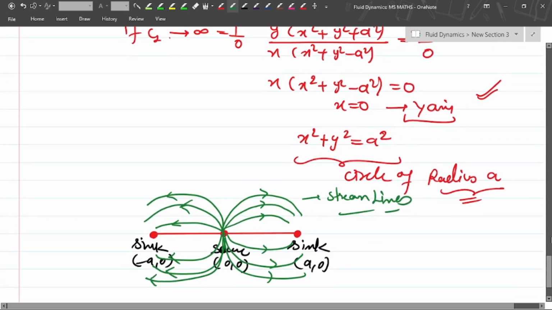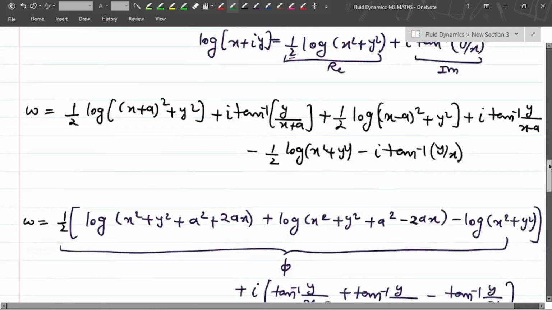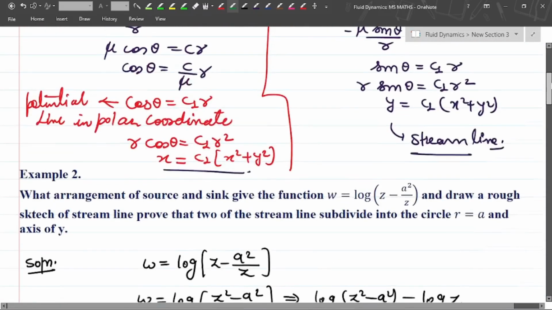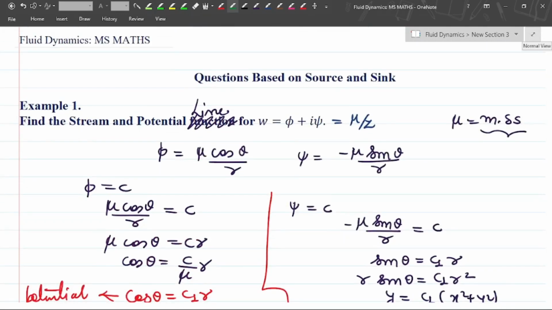So this is all about this question. In this question, we have so many types of concepts. So this is all about the question.